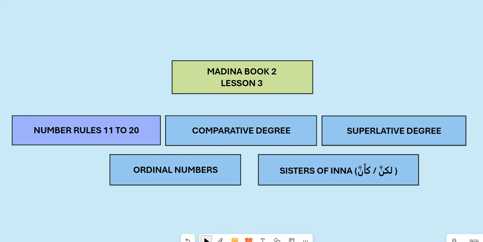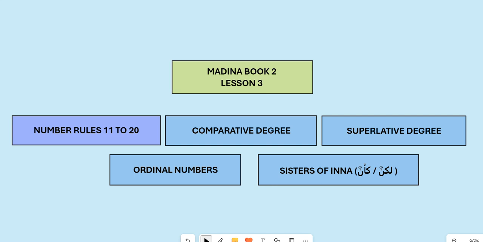So today I have come with the lesson of Madina Book 2, lesson number 3. And today there are a lot of new topics in this lesson and there are a lot of explanations. So I'm going to divide my video into two parts. In the first video, I will just explain about the rules and the lesson, and the second part of the video will be only with the exercise of this lesson, because there is a lot of explanation in the questions in the exercises. So let's start with the rules first.